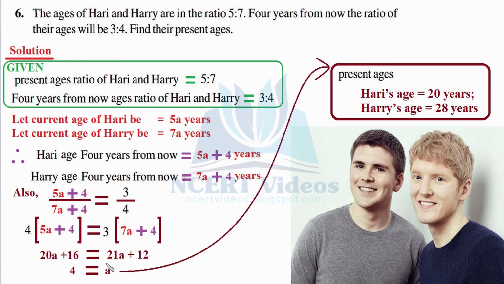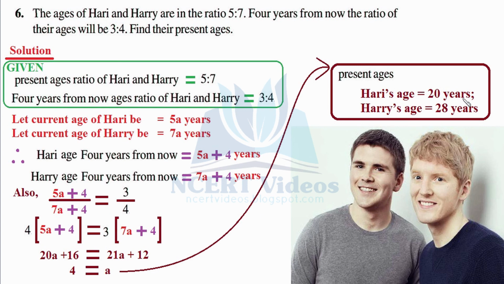And we have assumed this single a as a common multiple, which will eventually give us their present ages. So value of a equals 4. Now let's plug our value of a into these both ratios. Therefore, we wrote present ages. Hari's age would be equal to 5 into 4.